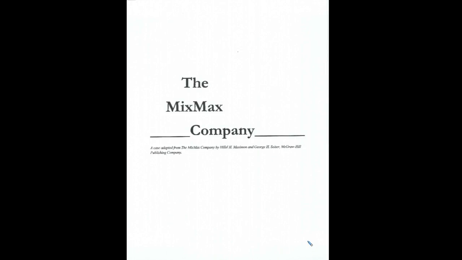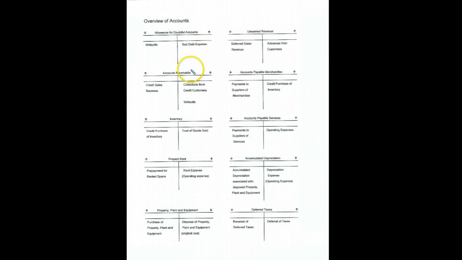I'm going to go over a few things with you as you get ready to do the T accounts for June MixMax. So here we've got your MixMax materials. If you turn the page, you'll see for Intermediate 2, I've actually listed out all the accounts and described what causes them to go up and down.